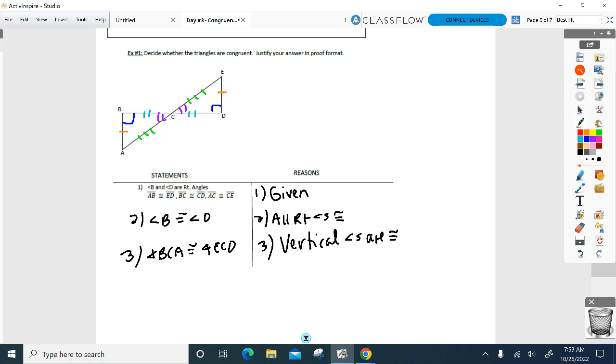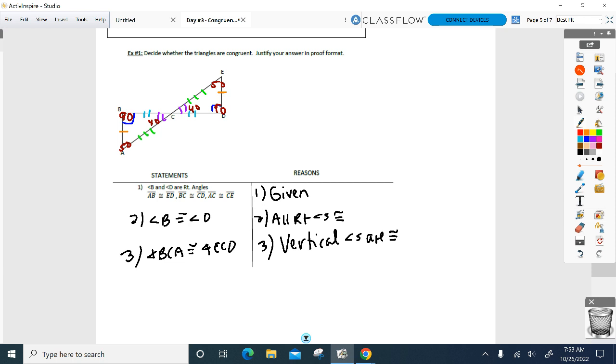Don't write this down, but I want to show you using actual numbers here. We already know these are 90, right? And let me just say the vertical angles are 40, I'm just guessing. I got 90 and 40, which add up to 130. How many are left for angle A? How many are left for angle E? So what we're basically saying is, if two pairs of angles in two triangles are congruent, what do we know about the third pair? They have to be congruent.